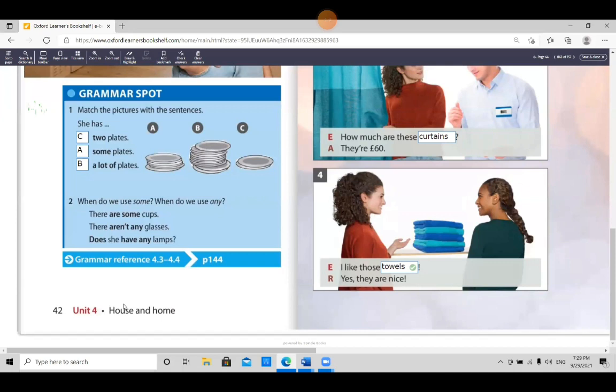Can you read the first sentence? Here, number 2. There are some cups. So positive sentence. With negative, there aren't any glasses. This is negative. Does she have any lamps? With question here. Any comes with question. Excellent. Thank you very much. So this is the use of some, any, and a lot of.